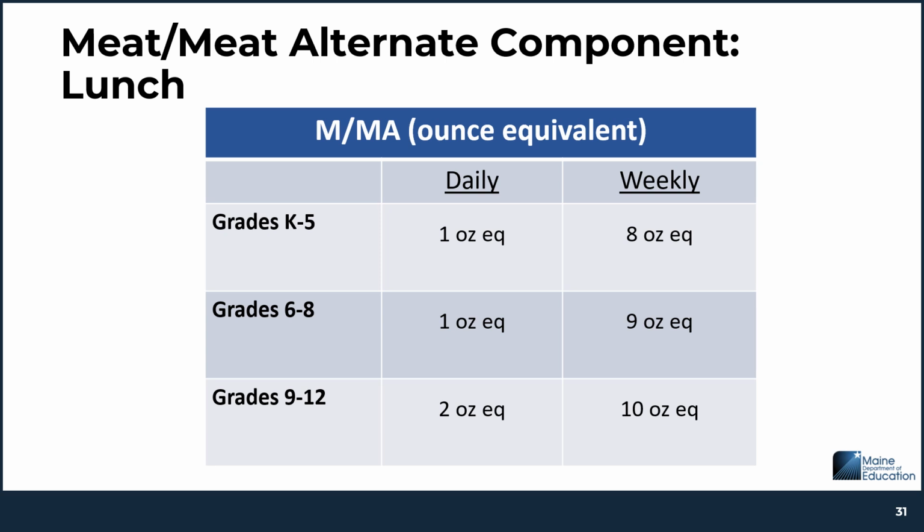And again, similar to that grain component, the weekly minimums will not be met for grades K through 8 if you're only offering the daily minimum of 1 ounce equivalent. The weekly minimums for grades K through 5 are 8 ounce equivalents that need to be offered over the week, and for grades 6 through 8, 9 ounce equivalents need to be offered each week, and for grades 9 through 12, at least 10 ounce equivalents must be offered each week.